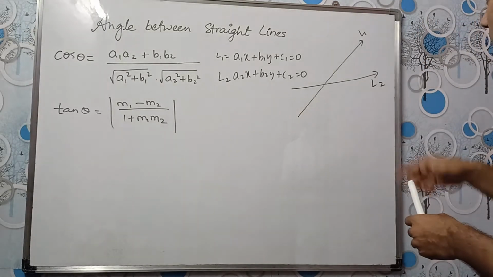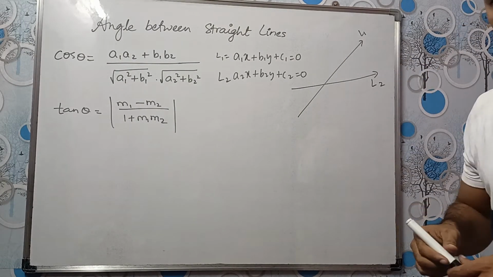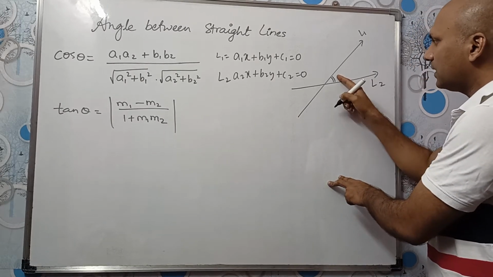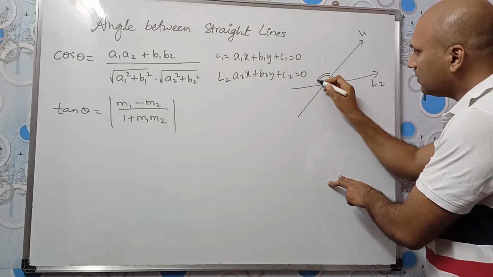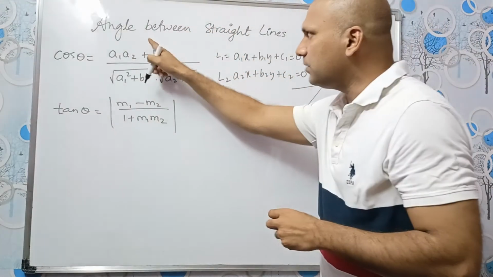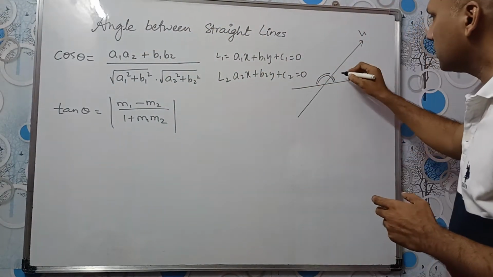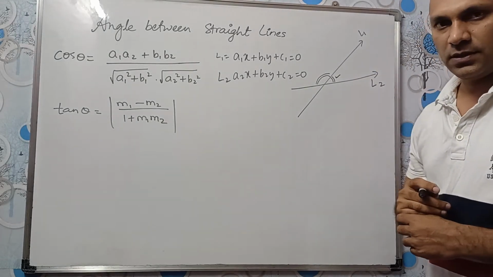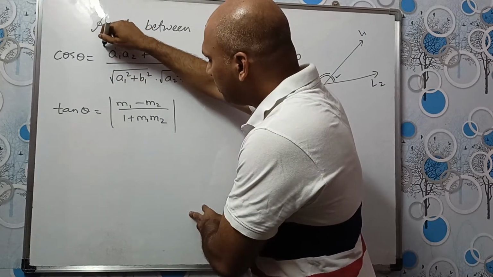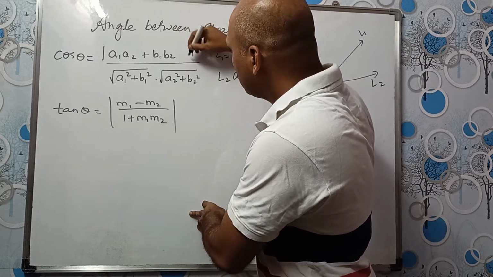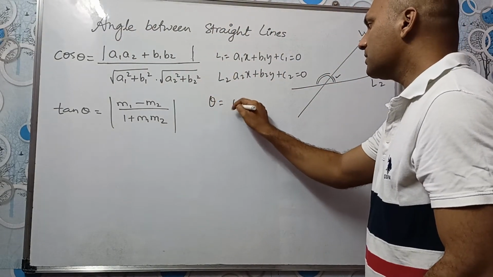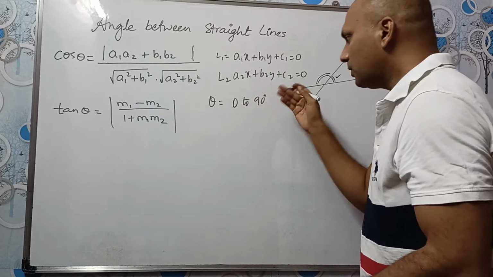Now these lines will make two angles, right? See, this is one angle, acute angle, and this is also angle between the lines, right? Obtuse angle. When we talk about angle between the straight lines, we generally talk about the acute angle, less than 90 degrees. So that's why we write modulus here. We talk about angle which is between 0 to 90 degrees, including 90 degrees.